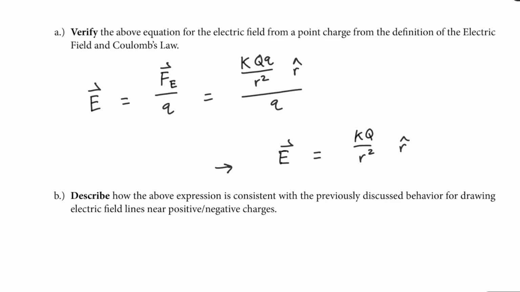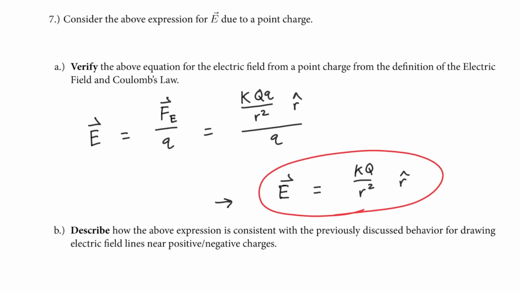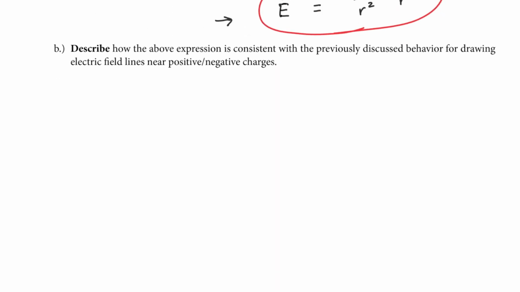So just like we said before, no signs here. No signs. Because this is a vector quantity. So maybe we should just write this again. No signs. Include a direction on the end of your answer. Vectors are not plus or minus. Vectors have direction. So is this consistent with what we said about field lines?